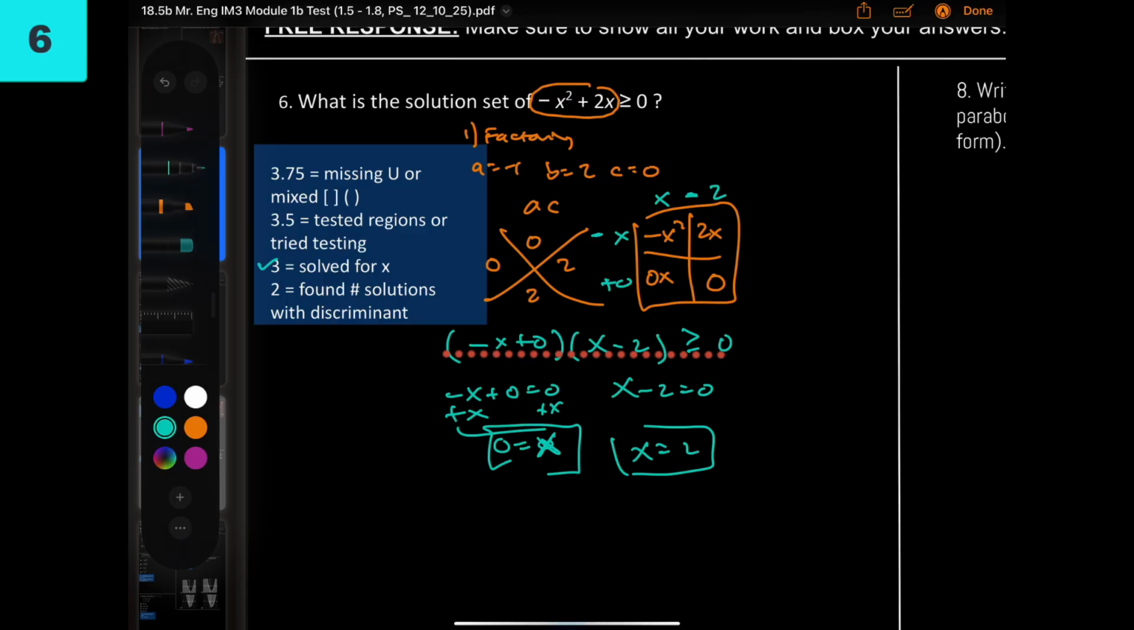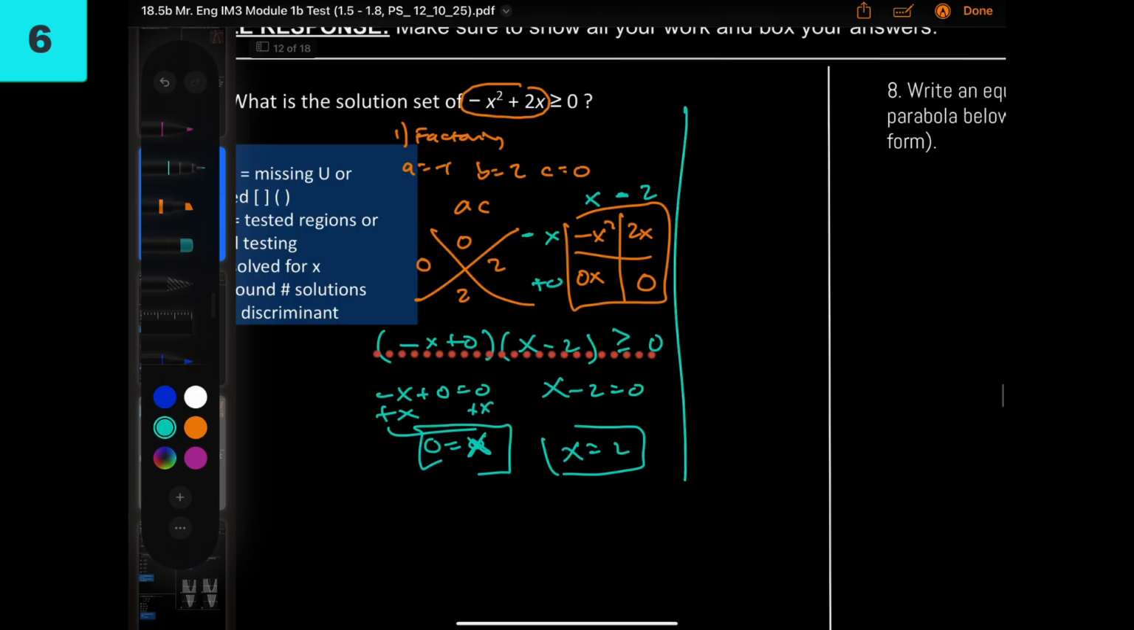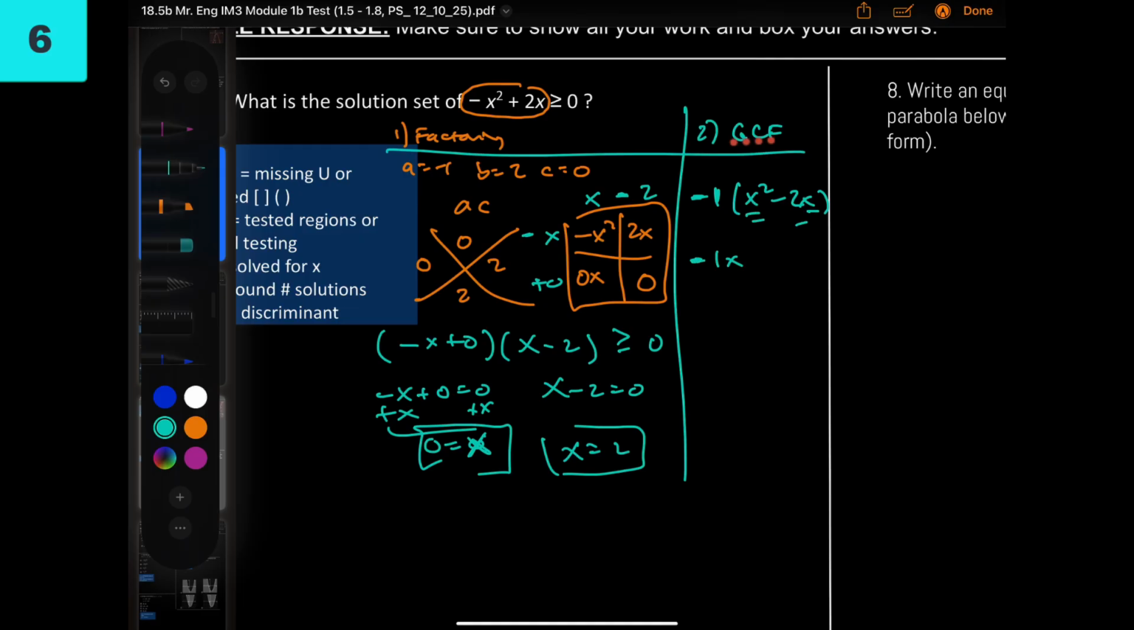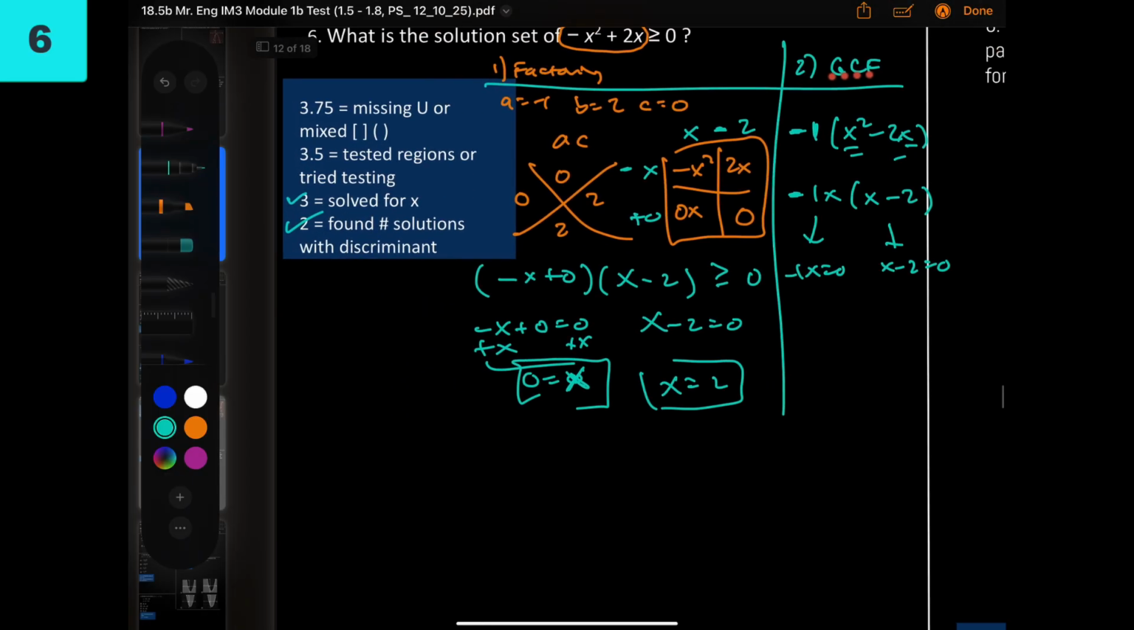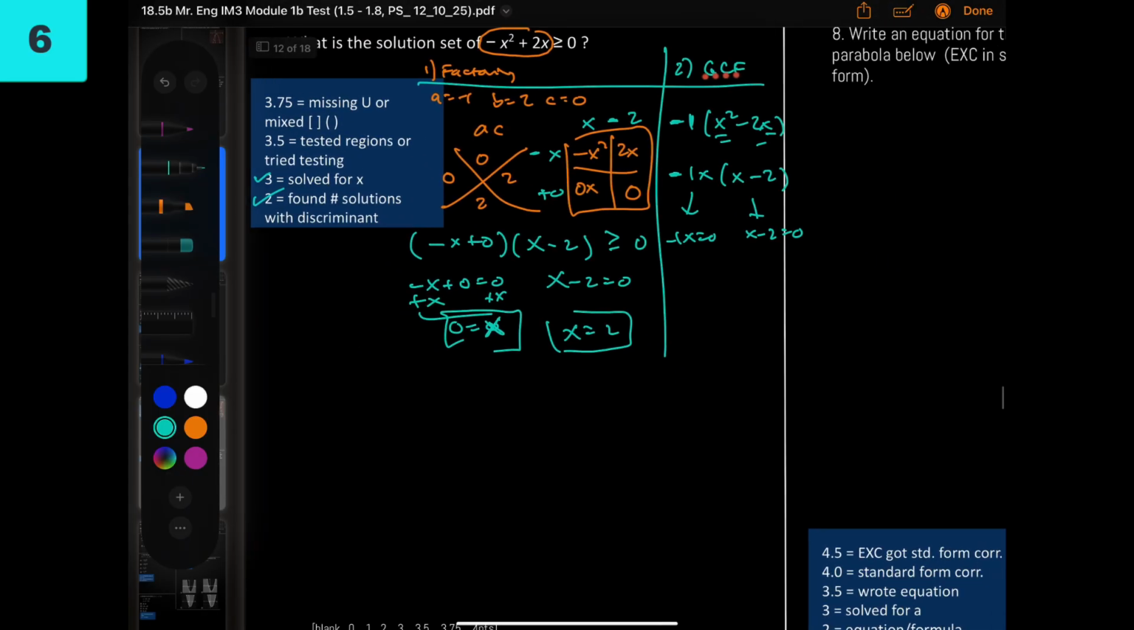Now, some of you just did the discriminant and found 2 solutions. I only gave you 2 and nothing else is correct. There's another way of finding this, what we learned earlier, called the GCF. If you factor out a negative 1, you will get x squared minus 2x. And then if I factor out an x, I should have just done that in the beginning, negative 1x, you're going to have x minus 2. And then if you set each of these equal to 0, you'll get the same answer. So if you got here, then I gave you 3 points. Solve for x.